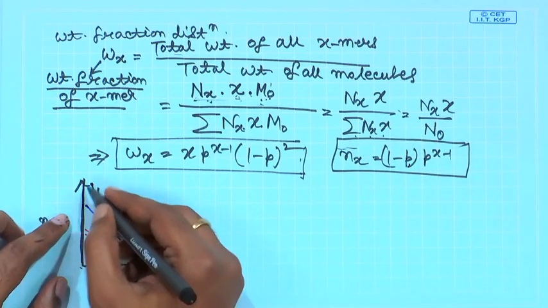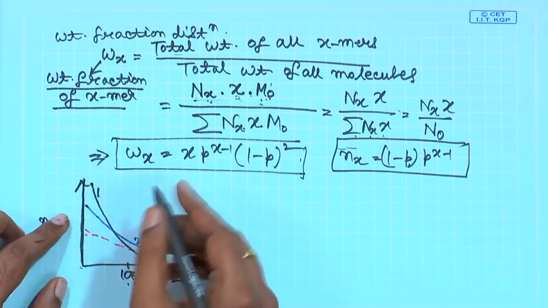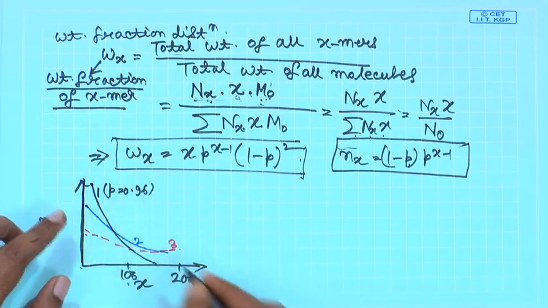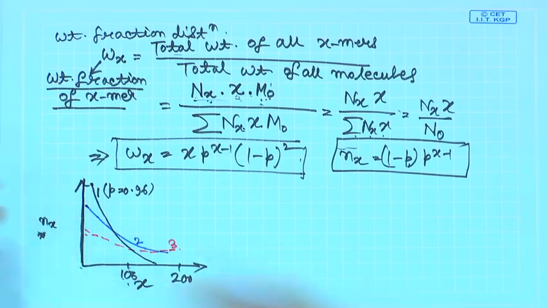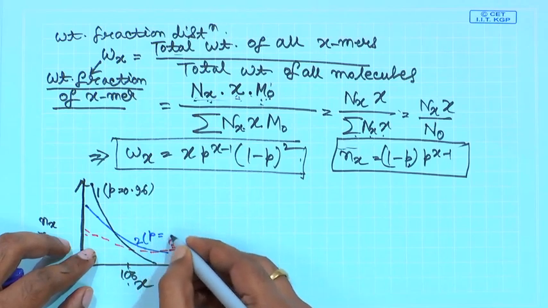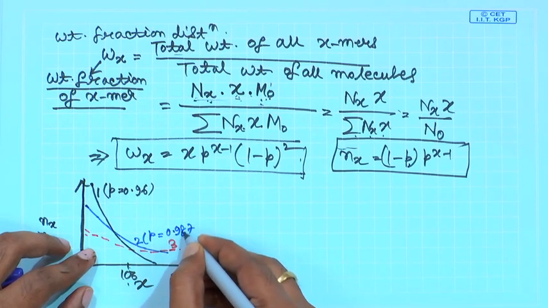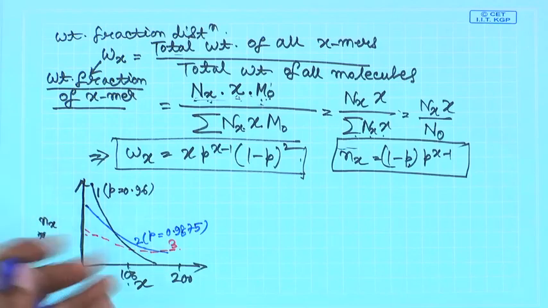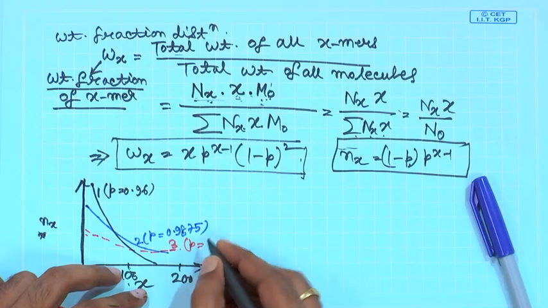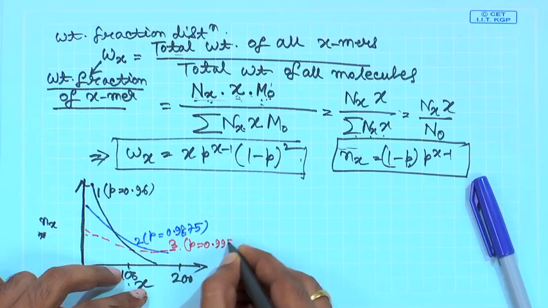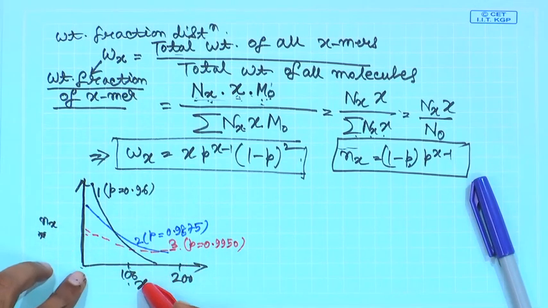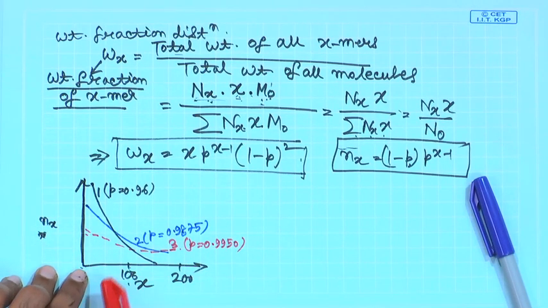So, these 3 curves have different values of the conversion, that is p. The first curve is for p equals 0.96, 96% conversion. The second curve is for theoretical p equals 0.9875, around 99% conversion, less than that, and the third curve is for p equal to 0.9950.